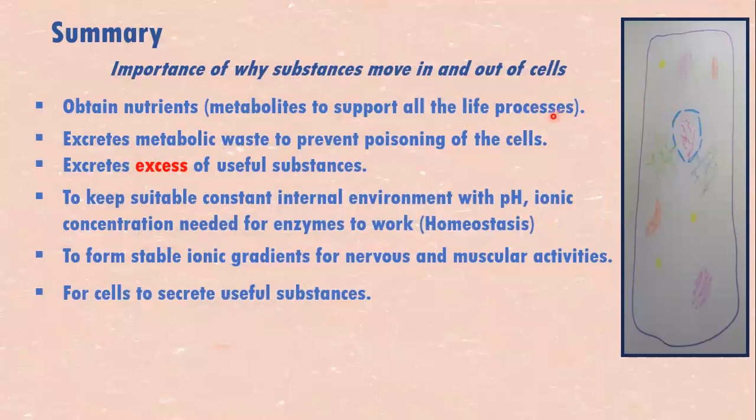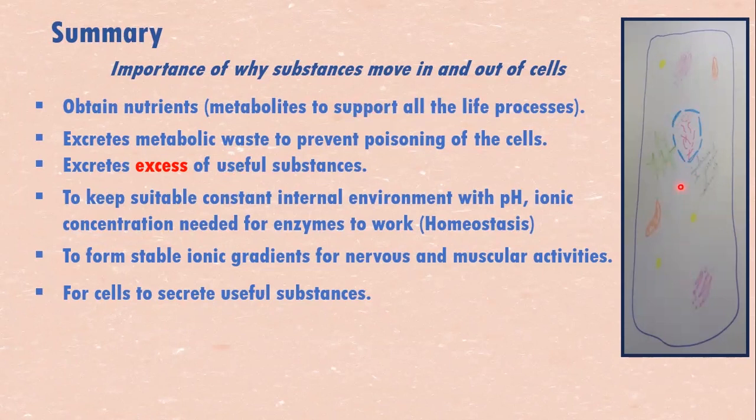So we have listed a summary of the importance of why substances move in and out: to obtain nutrients, to support all the life processes, to remove the waste from the cell so that the cell is not poisoned, to remove excess of useful substances. And this is going to be an assignment. Why is it important to remove the excess of useful substances? Then we also need to keep the internal environment constant.